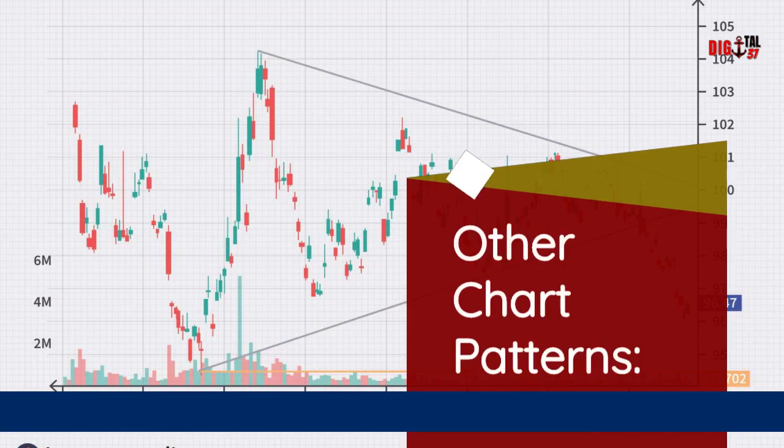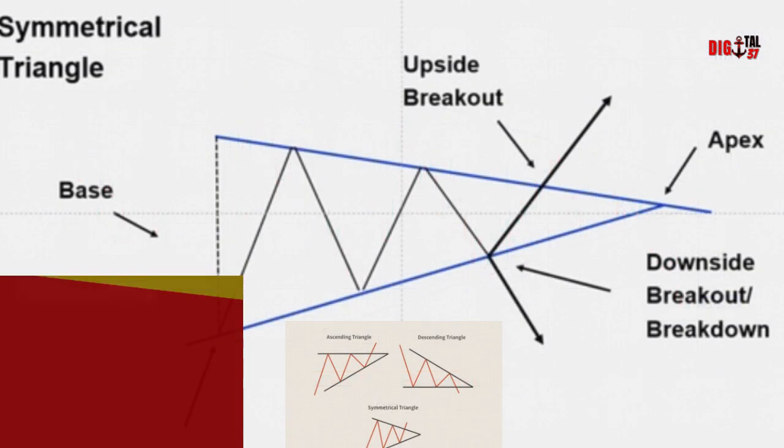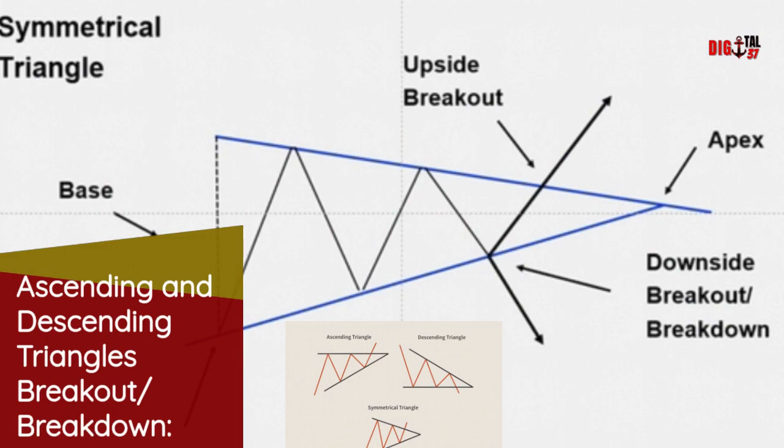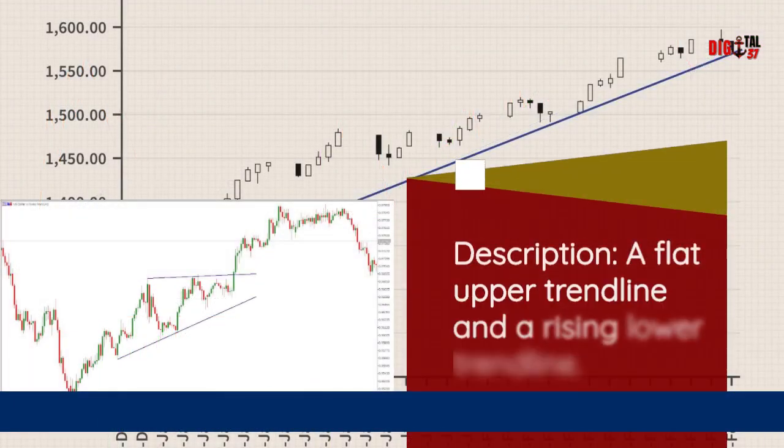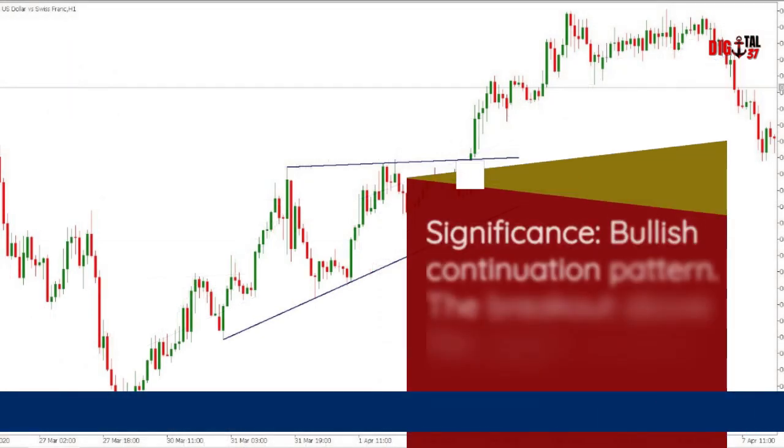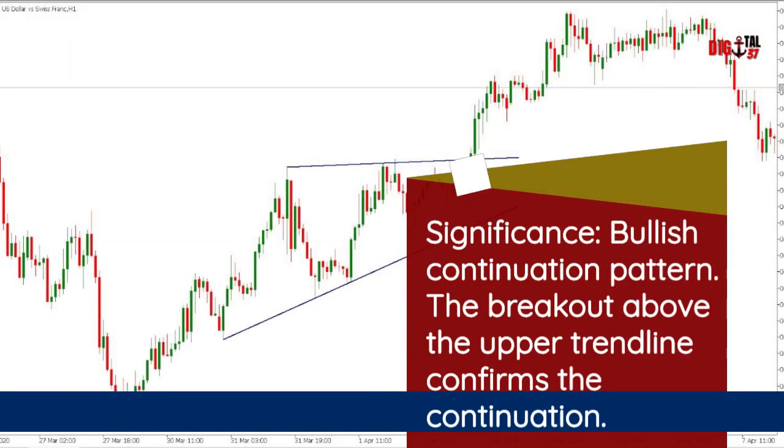Other chart patterns. Ascending and descending triangles, breakout, breakdown. Ascending triangle. Description: a flat upper trend line and a rising lower trend line. Significance: bullish continuation pattern. The breakout above the upper trend line confirms the continuation.